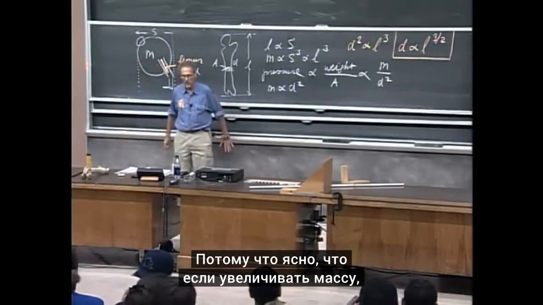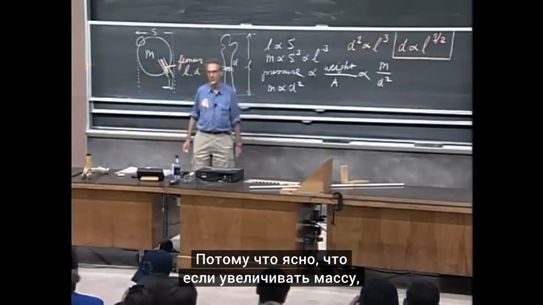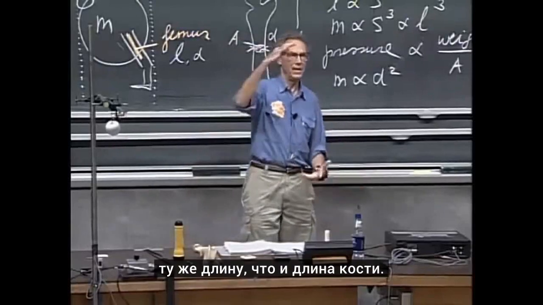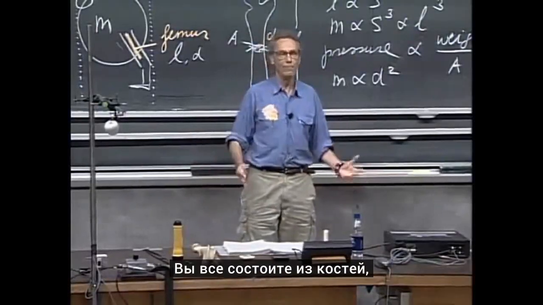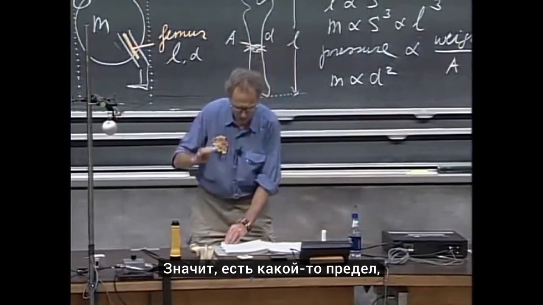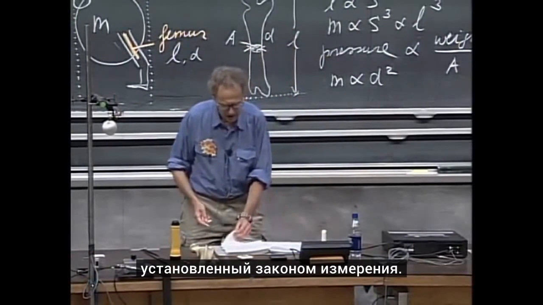And that may have convinced Galileo Galilei that that's the reason why the largest animals are as large as they are. Because clearly, if you increase the mass, there comes a time that the thickness of the bones is the same as the length of the bones. You're all made of bones, and that is biologically not feasible. And so there is a limit somewhere set by this scaling law.